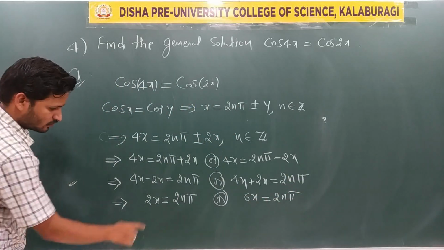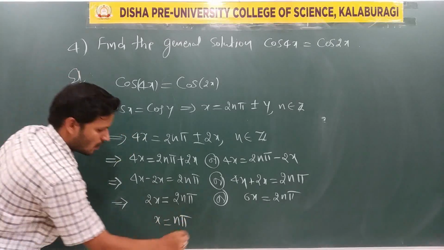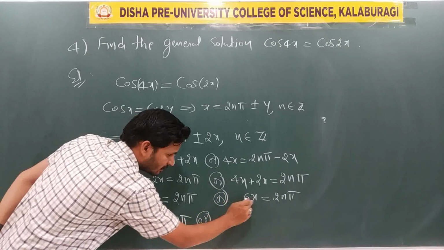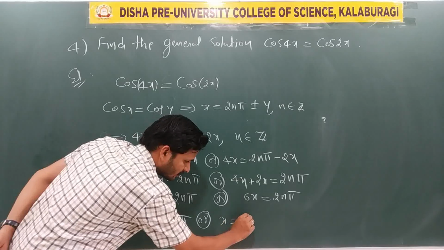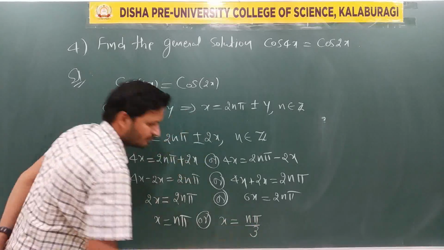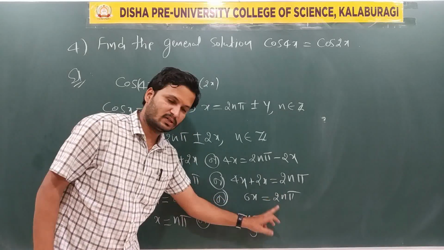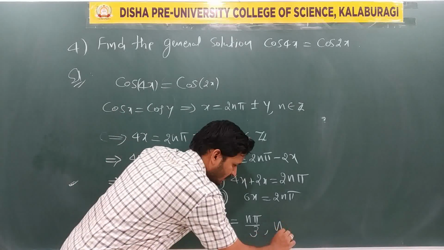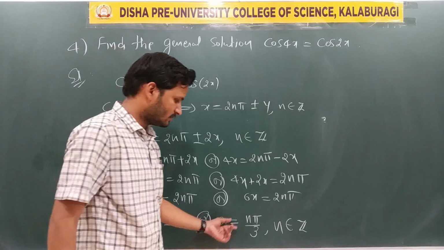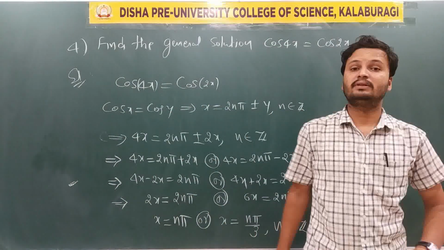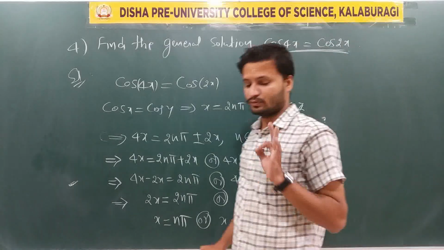Here the 2 gets cancelled, so x equals n pi, or x equals 2n pi divided by 6. Taking the 6 to this side, 2n pi divided by 6, two ones are two, three, so n pi by 3. So these two are the solutions: x equals n pi or x equals n pi by 3. These two are the general solutions of the equation cos 4x equals cos 2x.